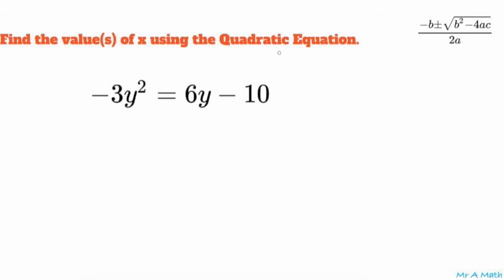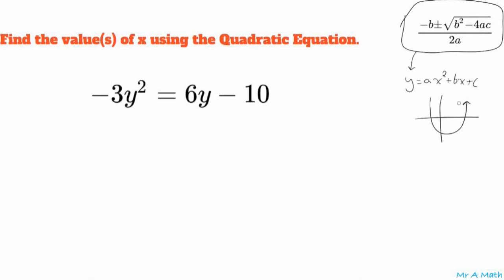Alright, so today we're going to be finding the value of x using a quadratic equation. If you don't remember, the quadratic equation is written right here. There's one thing we need to understand about the quadratic equation, and this form is really written for the form y equals ax squared plus bx plus c. And more specifically, this equation, the quadratic equation, is going to figure out where this parabola crosses my x-axis.